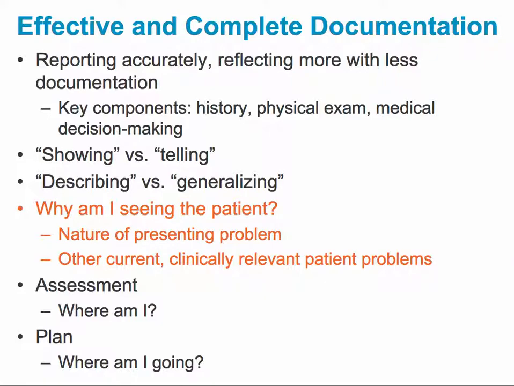And really what we want to see is, why am I seeing the patient? What is the nature of the presenting problem? What are the other current clinically relevant patient problems that you want to include in your problem list, as well as your assessment and a plan that's congruent with your assessment? So assessment: where am I? Proper diagnoses with specificity, acute on chronic renal failure with the stage 1, 2, 3, 4, 5, or end stage. And the plan is, where am I going? Where am I going with this patient?